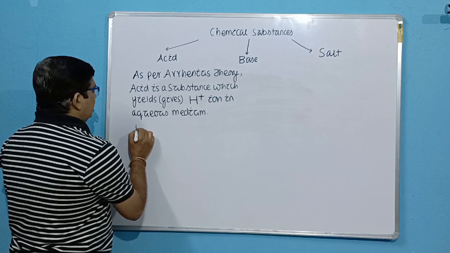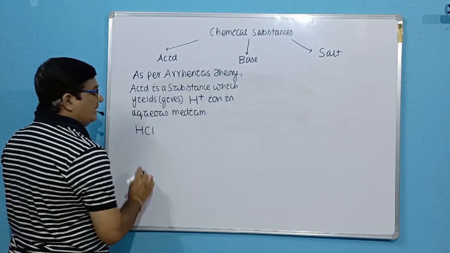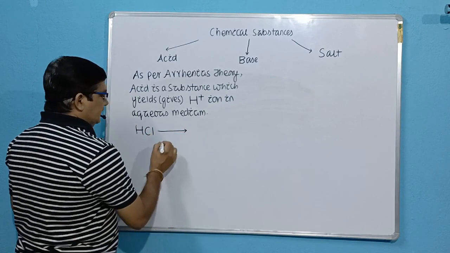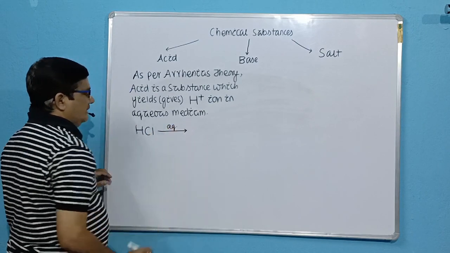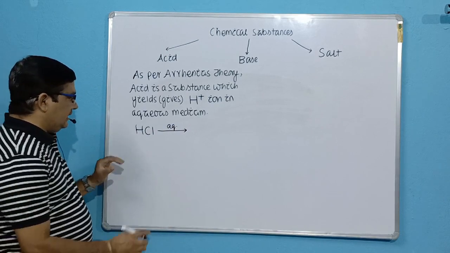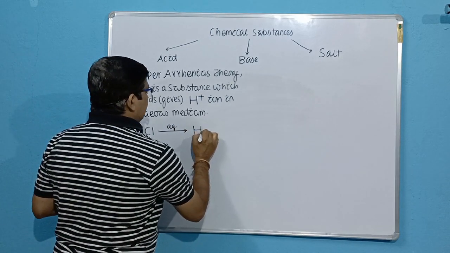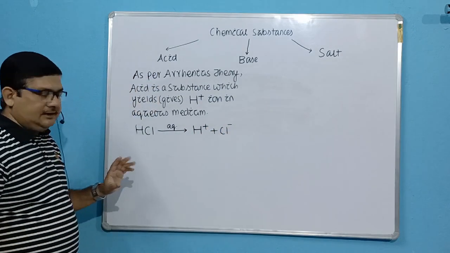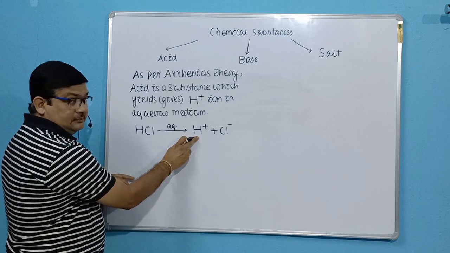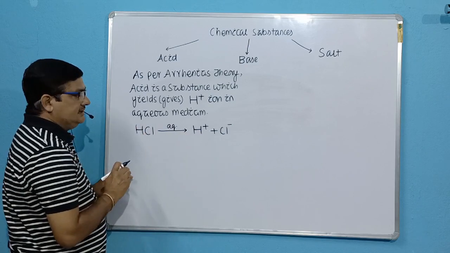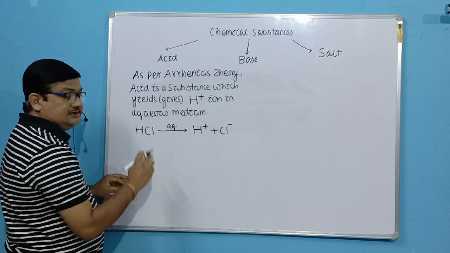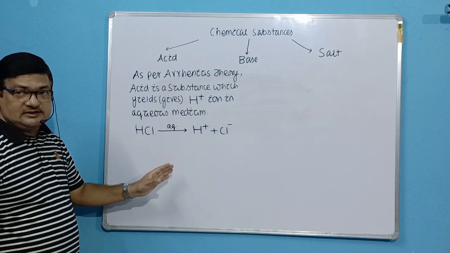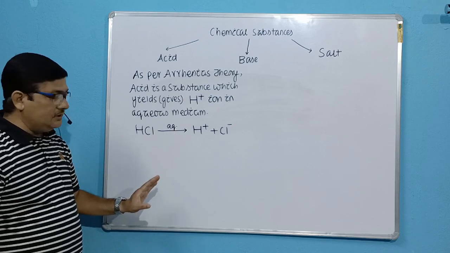For example, HCl is an acid. Hydrochloric acid, when it is added to water, that means in aqueous medium, it will ionize to give H plus ion and Cl minus ion. So HCl gives H plus ion, therefore it is an acid. Acid is a substance which yields H plus ion in aqueous medium, that means when added to a polar solvent like water, which is called aqueous medium.